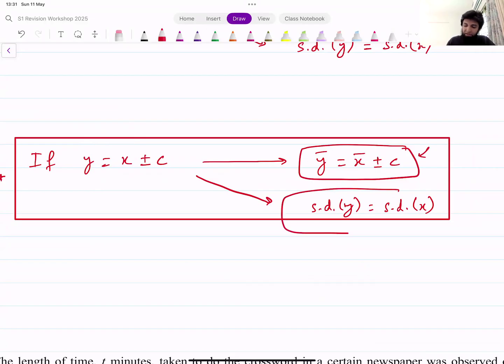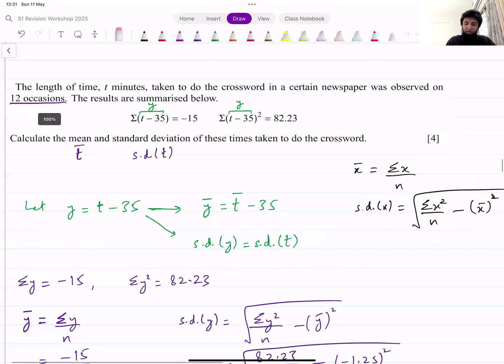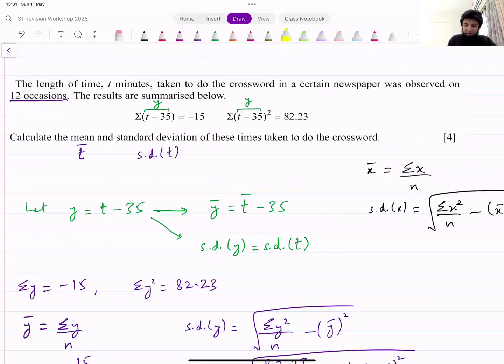And the standard deviations for them are going to be equal to each other. Okay. Now, how is that used? Let's look at this example. You are given sigma (t - 35) = -15, and sigma (t - 35)² = 82.23. Whenever you have expressions like this, sigma, and then inside brackets some variable plus or minus something, that's a linear transformation.